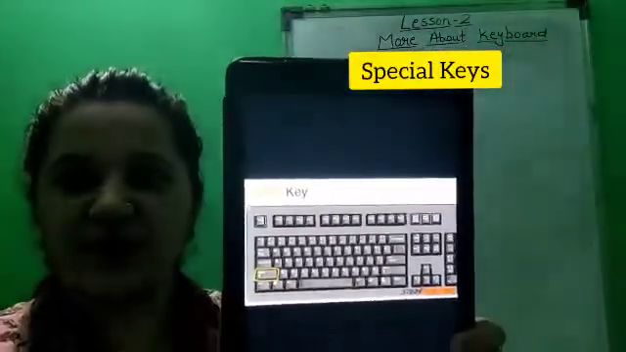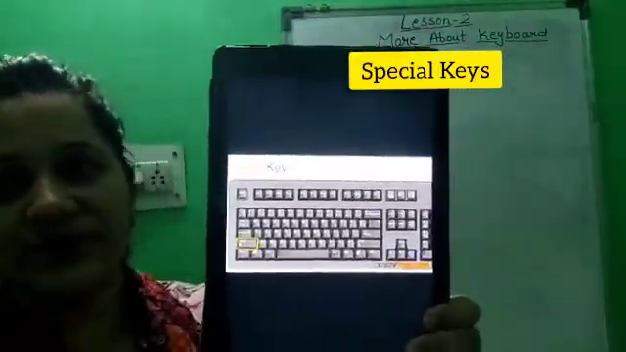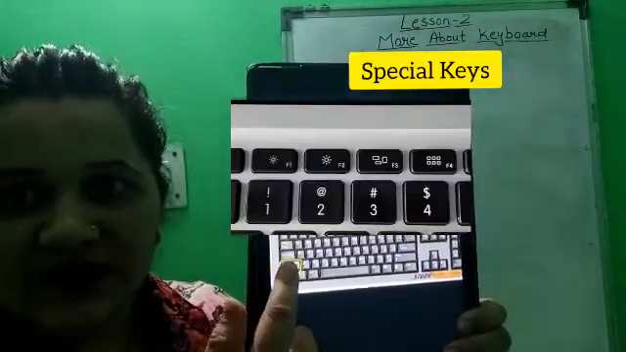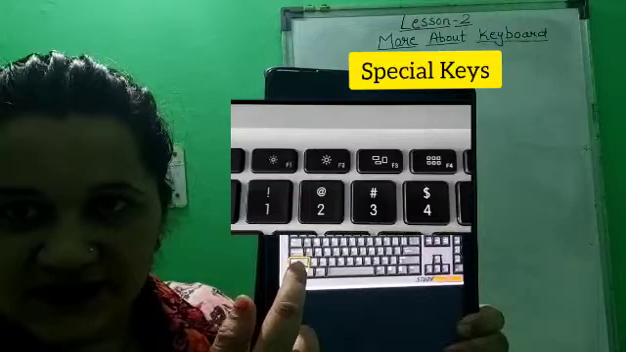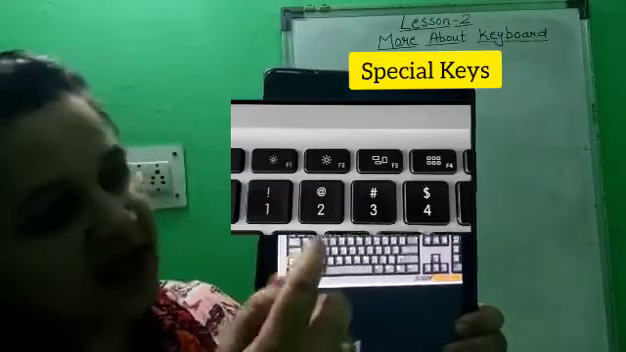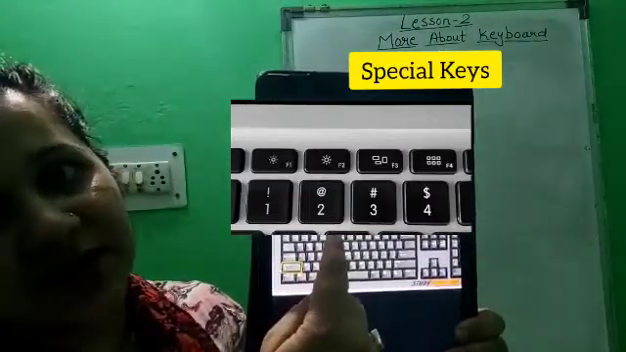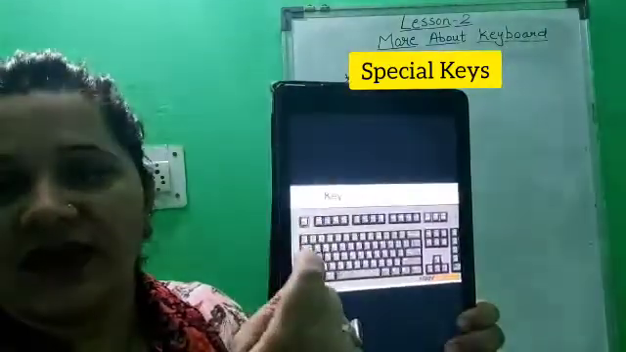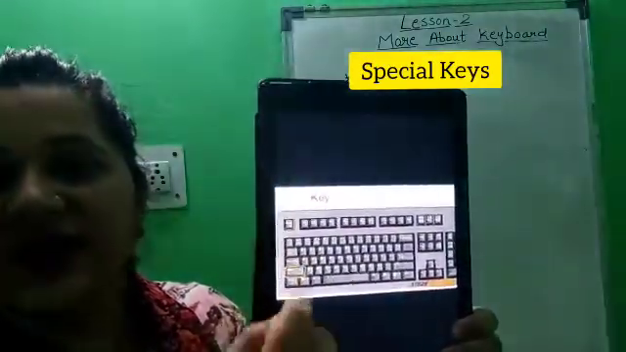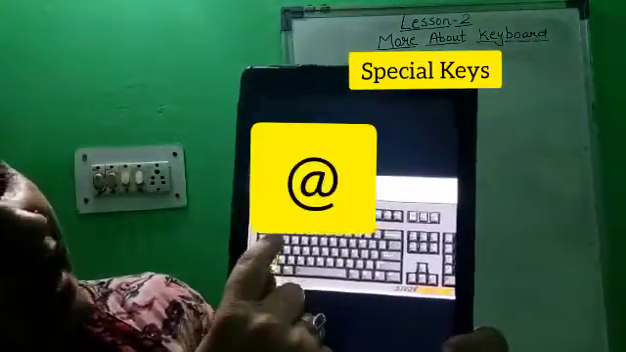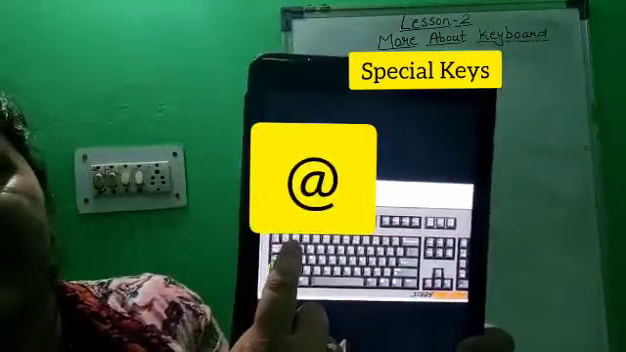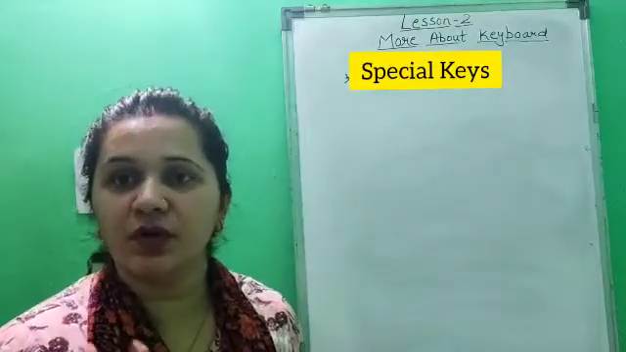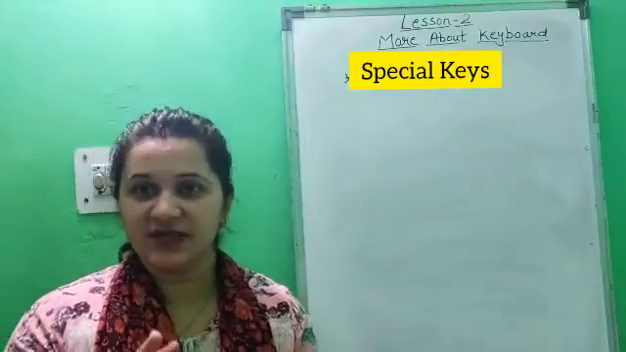Now what I have to do, I have to keep on pressing this shift key. I have to press it and hold it, keep pressing it. And then if I press this number key 2, what will it print over there? Yes, it will print the at the rate mark over here. Like this is A at the rate mark.